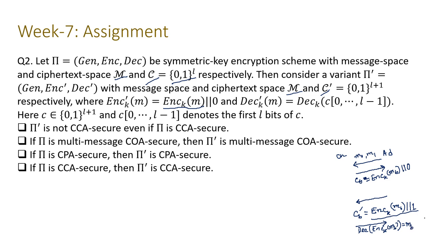So the adversary can see the exact value of MB by this mechanism, and security is gone because the adversary knows which message among M0 and M1 got encrypted by the challenge ciphertext. So it is not CCA secure, right? Okay. Second statement says that if pi is multi-message COA secure, then pi dash is multi-message COA secure. Ciphertext only attack they are talking about. So what about this COA security?